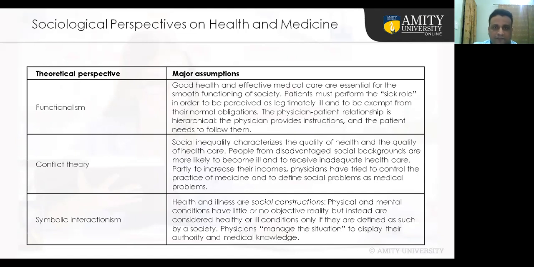Conflict perspective major assumptions: social inequality characterizes the quality of health and the quality of health care. People from disadvantaged social backgrounds are more likely to be ill and to receive inadequate health care facilities. Partially to increase their income, physicians have tried to control the practice of medicine and to define social problems as medical problems.